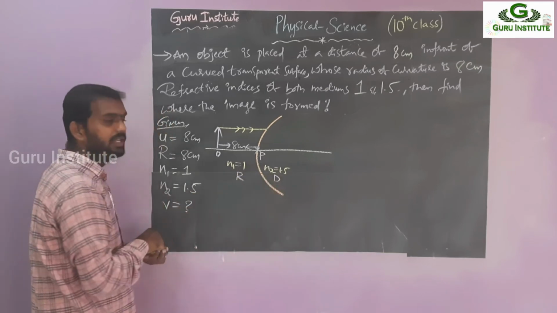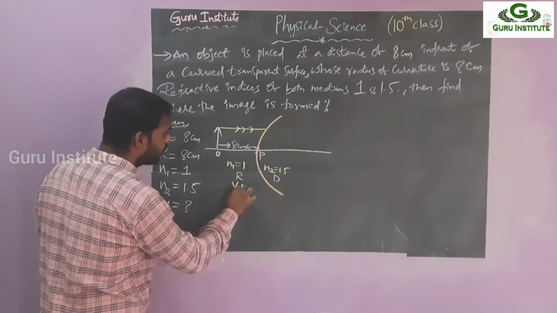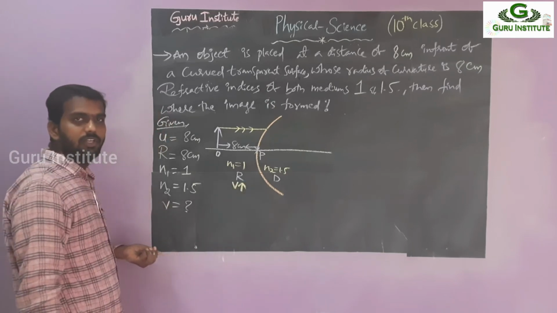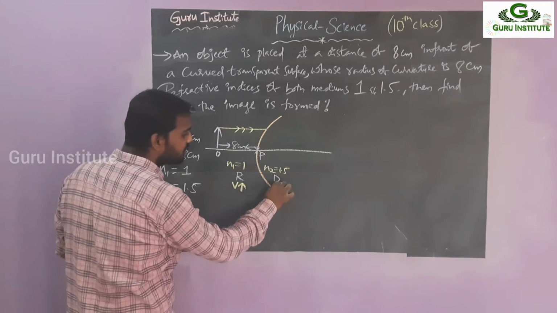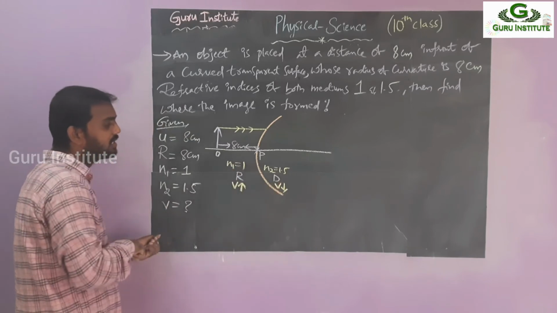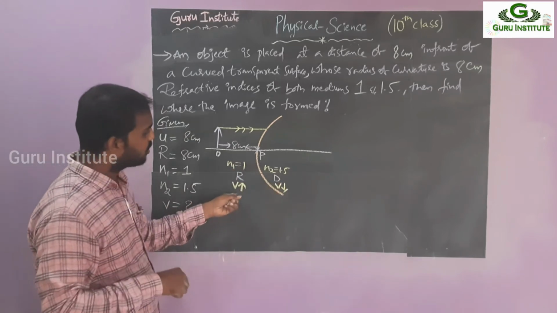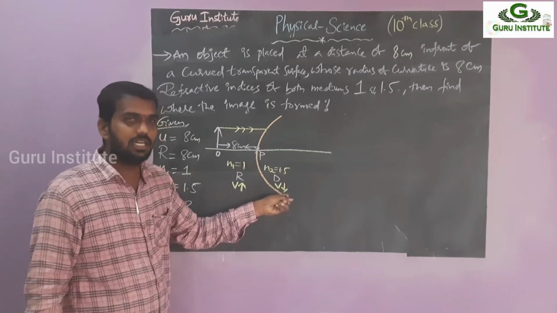In the rarer medium, n is less, and n less means v, the speed, is more. In the denser medium, n value is more, which means v value is less. So light is traveling from rarer to denser. What will happen? v more to v less. It bends towards the normal.